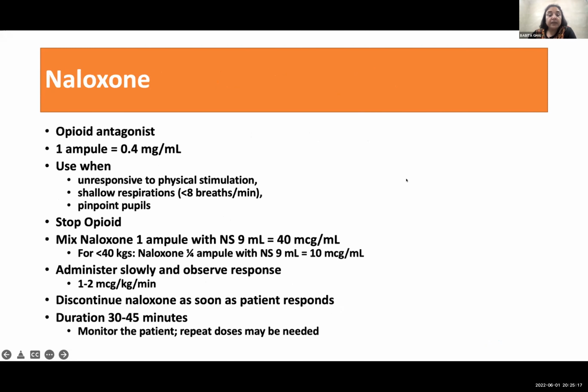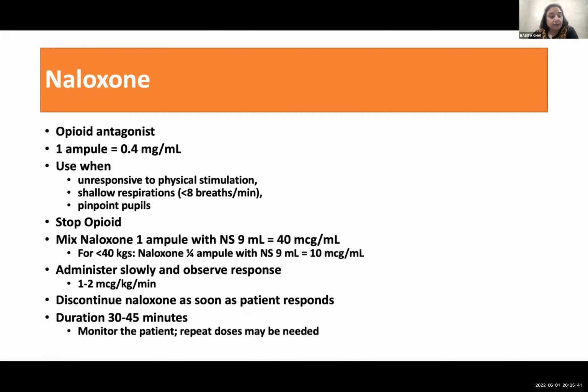So once we have talked about the side effects, we should always be ready with the antagonist, that is naloxone, which is an opioid antagonist, and we should know how to prepare it. Doses of 1 to 2 microgram per kg per minute are used in conditions where the child is unresponsive to physical stimulation, there is shallow respiration, or there are pinpoint pupils.